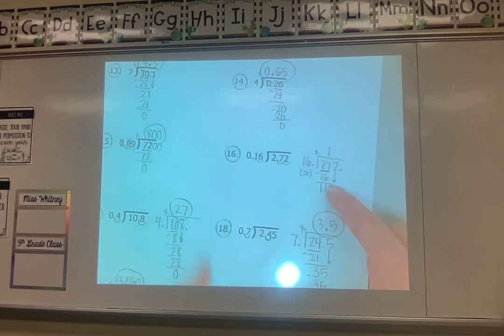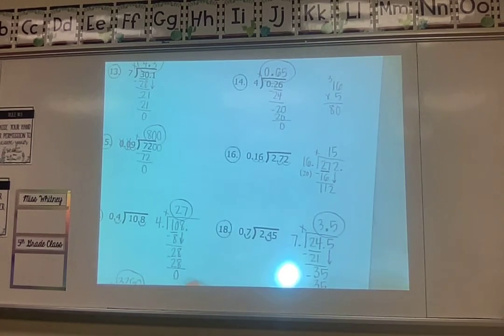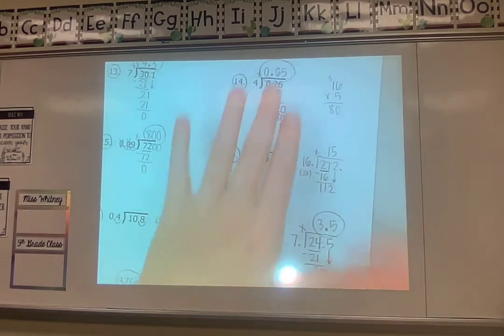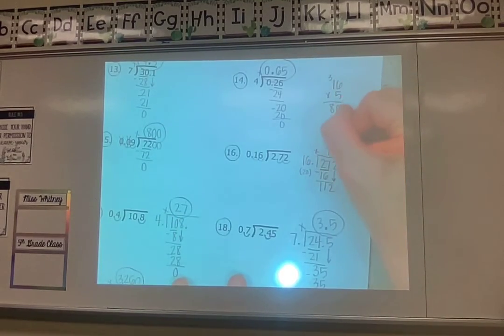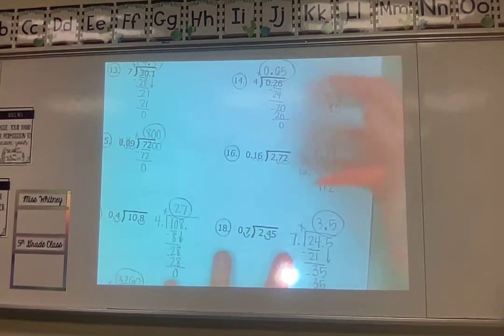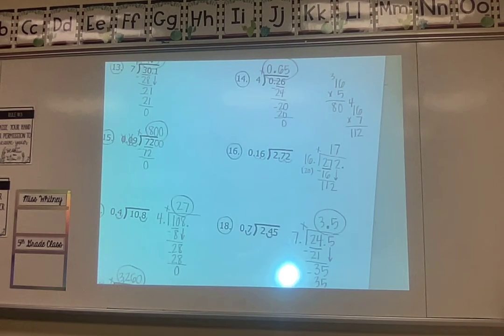2 into 11 would be a 5, and then I need to multiply 16 times 5 and see if that works. 5 times 6 is 30. That would be 8. Ooh, that's pretty small. 80 into 112. I'm guessing this needs to go up maybe a couple. I'm going to try a 7 next because I think 6 will still be too small. 16 times 7 is what I need to multiply. That would be a 2. Ooh, that was perfect. 7 was the right choice. 6 would have still been too small.